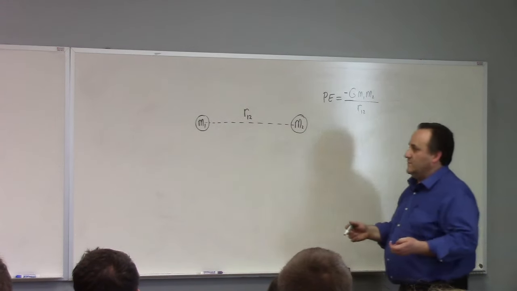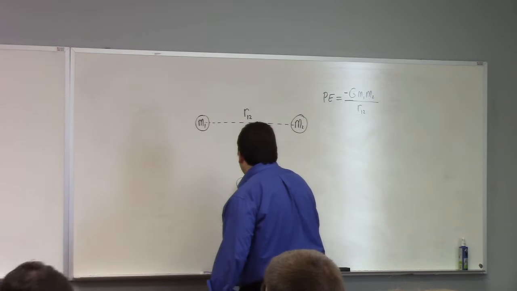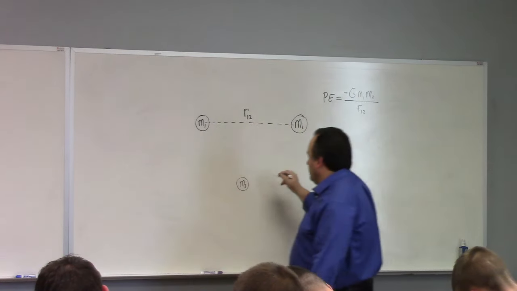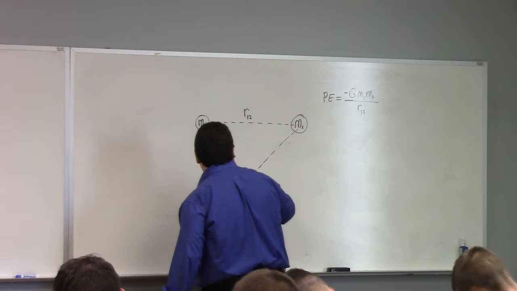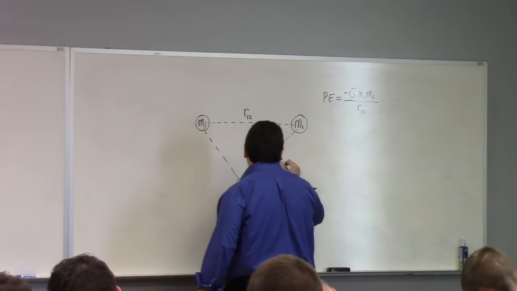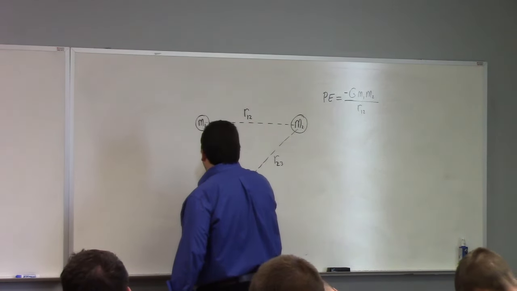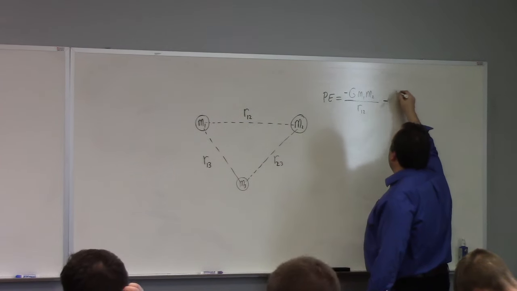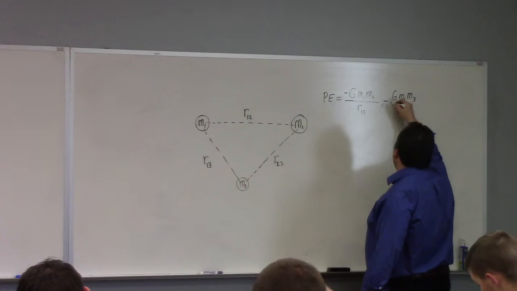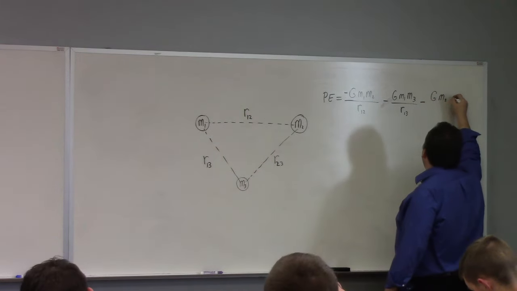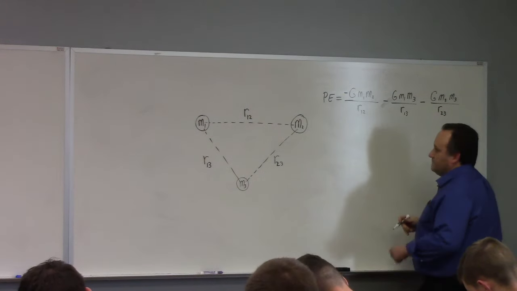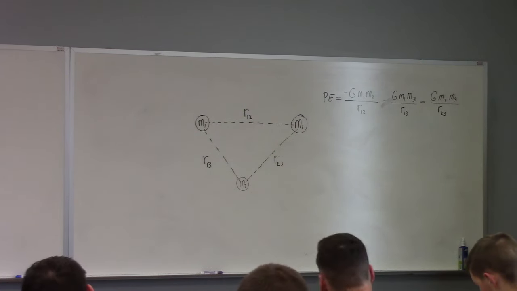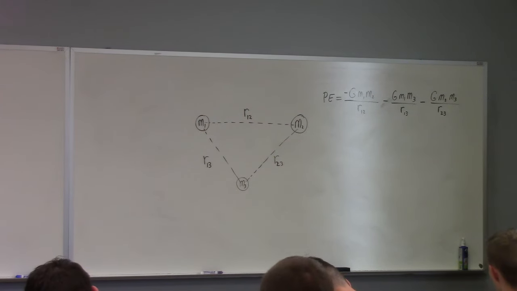But fun fact, if you were to add, say, M3, how much potential energy would that system have? You'd have this and this to contend with, so R2-3 and R1-3. The potential energy in this system would be minus G M1 M3 over R1-3 minus G M2 M3 over R2-3. So the potential energy is relational. When there are masses attracting each other, you get potential energy from each pair.